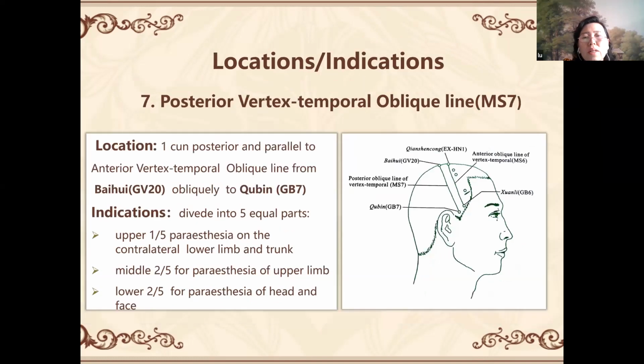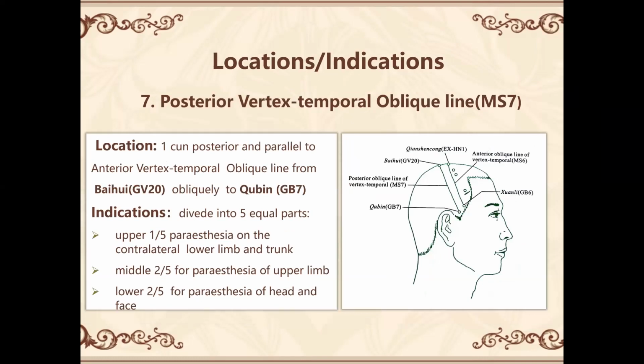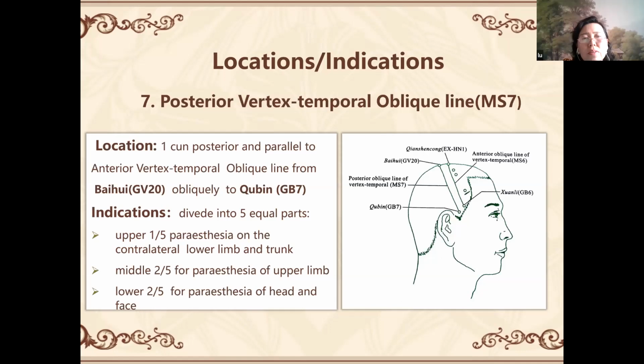And next one is line 7. This MS7 is named posterior vertex temporal oblique line. So it locates 1 cun posterior and parallel to the anterior vertex temporal oblique line, from Bai Hui to Qubin. So this is posterior vertex temporal oblique line, MS7.